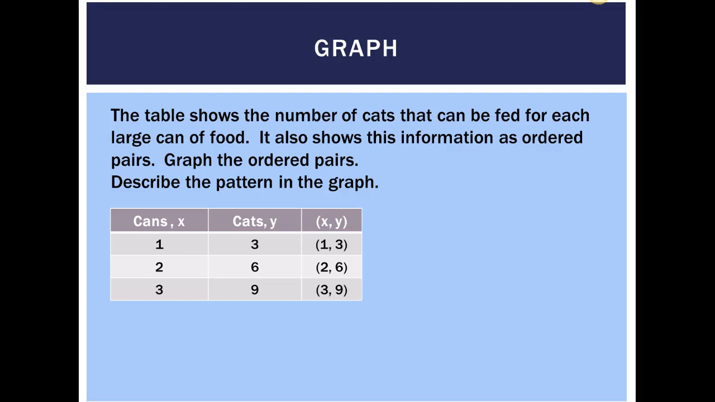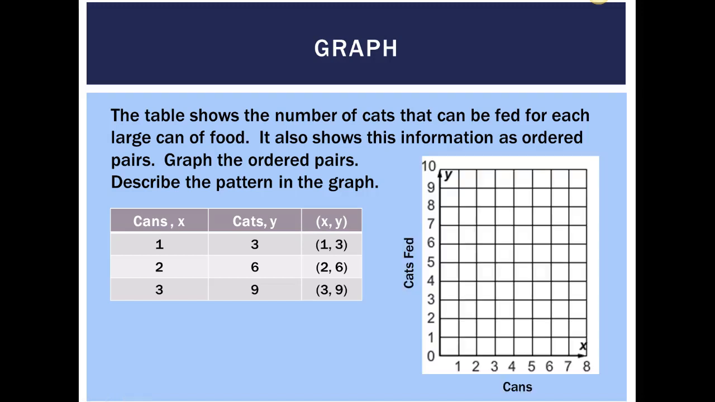If we have 1 can of food, it will feed 3 cats. 2 cans of food will feed 6 cats. We would take 2 times 3 to find that answer. 3 cans of food would feed 9 cats because we would multiply 3 times 3. When we create the ordered pairs, the x-coordinate comes first, so that's the number of cans, 1, 2, and 3. That's followed by the y-coordinate, which is the number of cats that can be fed.